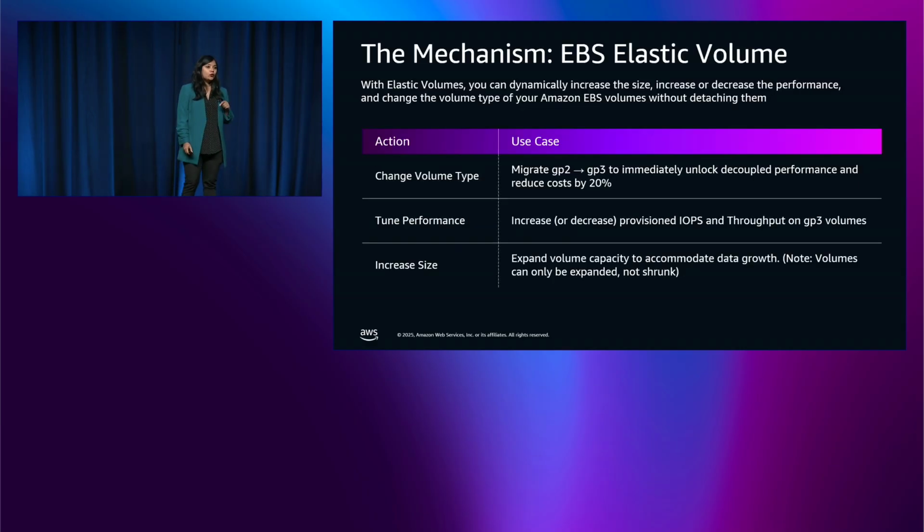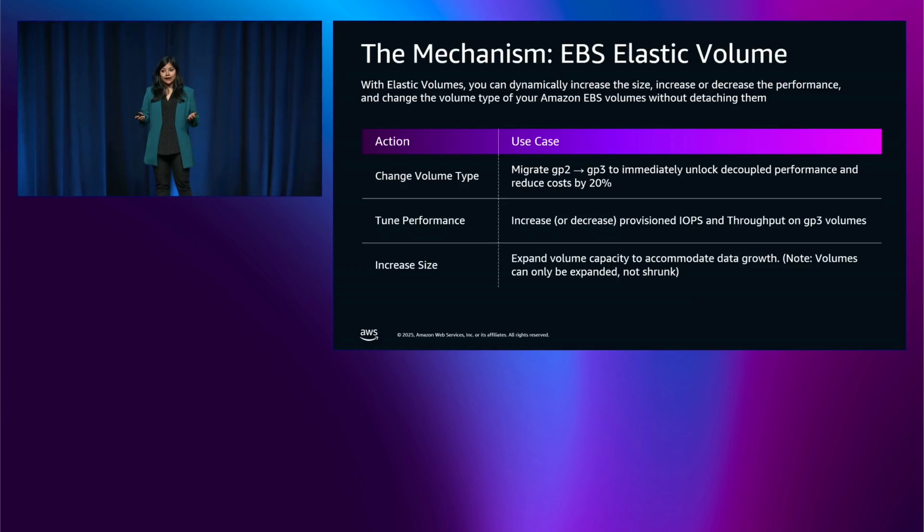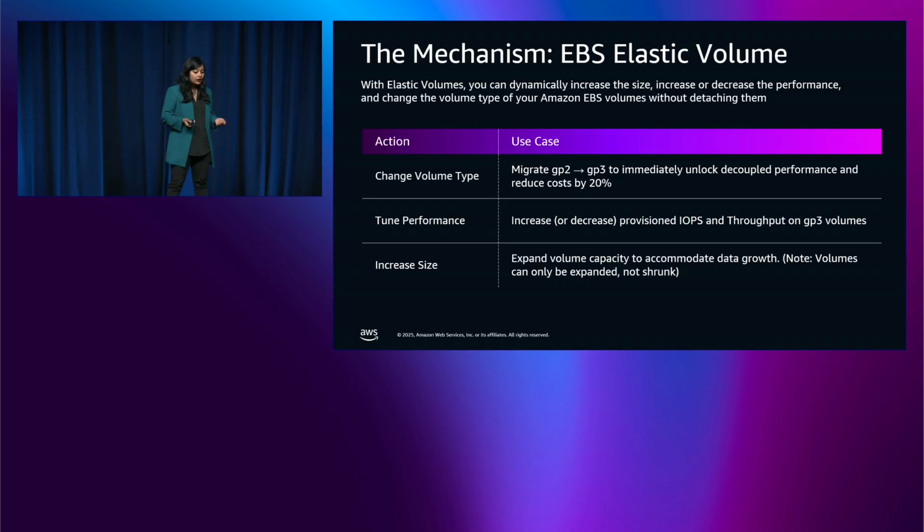So let's get into what is the mechanism for you to evolve or modify your volume. EV is the way to go. It basically allows you to dynamically increase your size, your IOPS, and throughput independently. There are 3 actions that you can take.